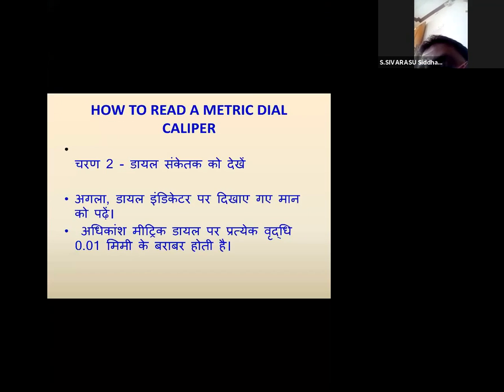Next, you read the value shown in the dial indicator. In most metric dials, each increment value is 0.01 mm. The main scale division is 1 mm, and here each dial division shows 0.01 mm.